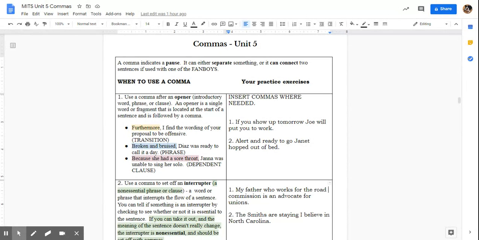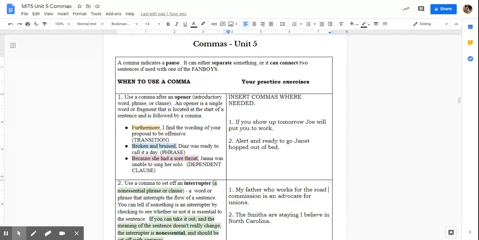So, when to use a comma. 1. Use a comma after an opener, such as an introductory word, phrase, or clause. An opener is simply a single word or fragment that is located at the start of a sentence and is followed by a comma, such as this transition, furthermore, or this phrase, broken and unbruised, or the dependent clause, because she had a sore throat. So anytime one of these comes at the beginning of a sentence, it is always followed by a comma.